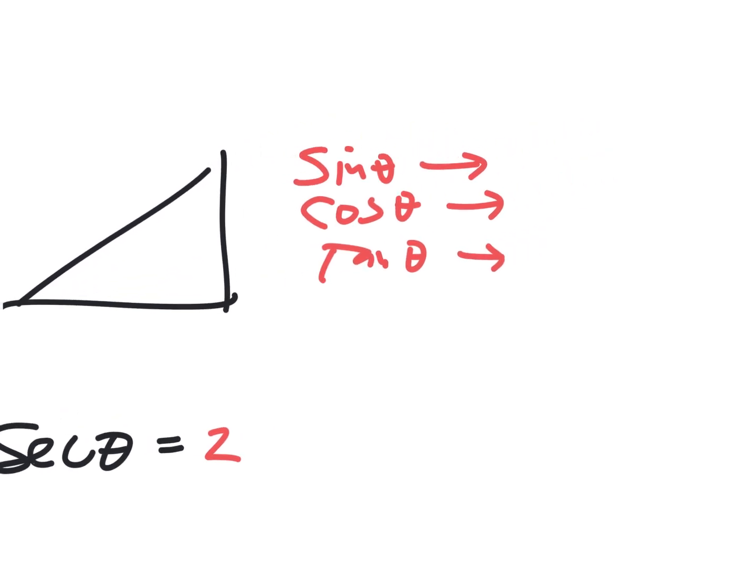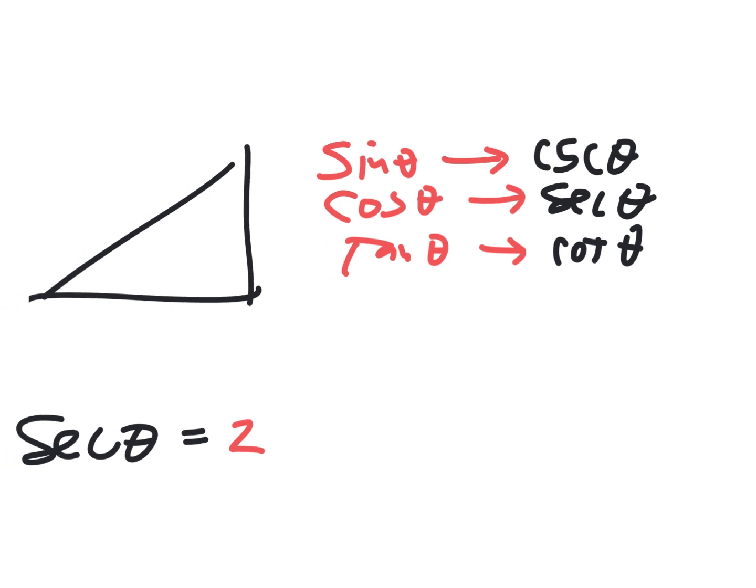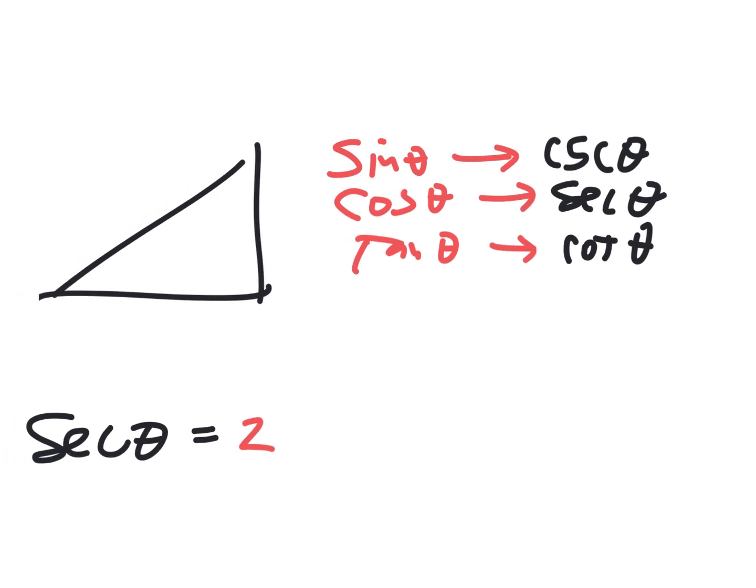So here's one of the 20 little things you have to know for this test. Sine goes with cosecant, cosine goes with secant, and tangent goes with cotangent. If you don't know those, you don't have a chance at this. But now that I've said that, you should be able to go, okay, so then I guess you're telling me you can peacefully refuse to do secant and instead do cosine.